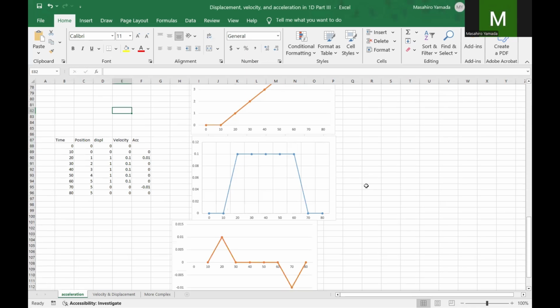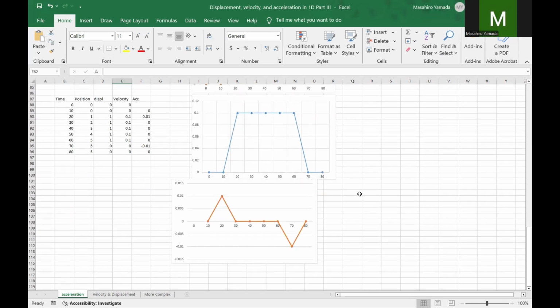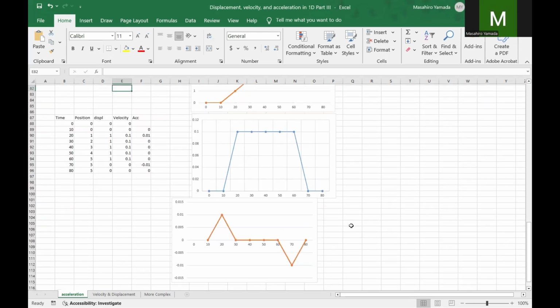So what happens to velocity? We already learned that as long as there is a change in position, there will be a velocity. It's just a matter of how much, which is the magnitude, and in which direction. In this case, the position changes in the positive direction, so you see the positive velocity. Okay, what happens to acceleration?